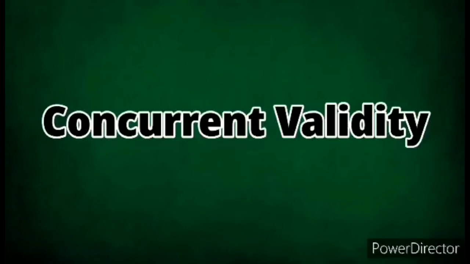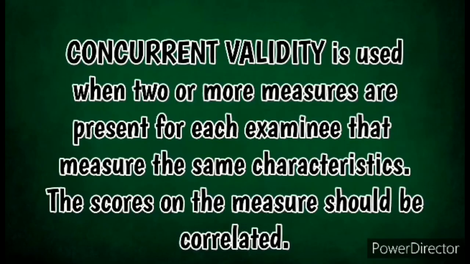Good day, everybody. My name is Godwin, and today I'm going to discuss concurrent validity. Concurrent validity is used when two or more measures are present for each examinee that measure the same characteristics. The scores on the measures should be correlated.